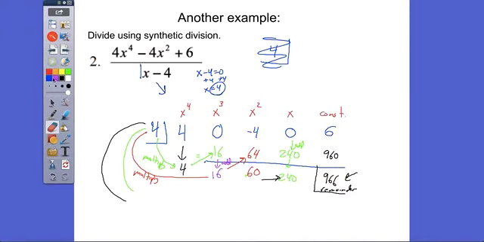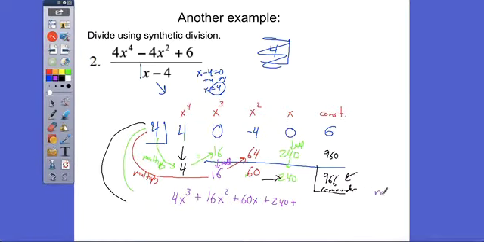So since this original term was the x to the fourth, the quartic term, this one is one less than that, so that's going to be x to the third. So we say 4x to the third. This is positive 16, so plus 16x squared, and the powers just go down by 1 each time. Plus 60x, plus 240, plus our remainder.